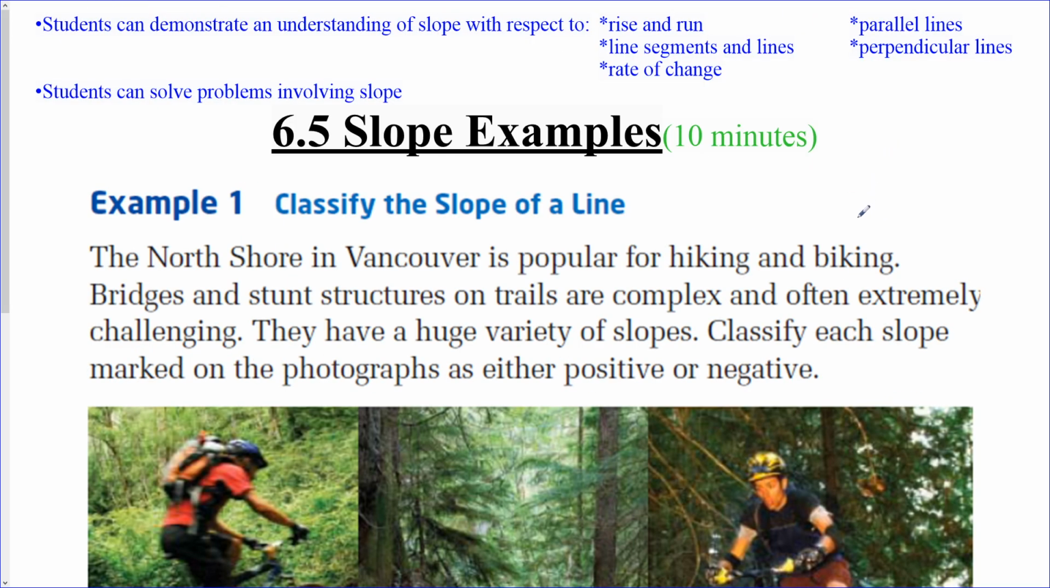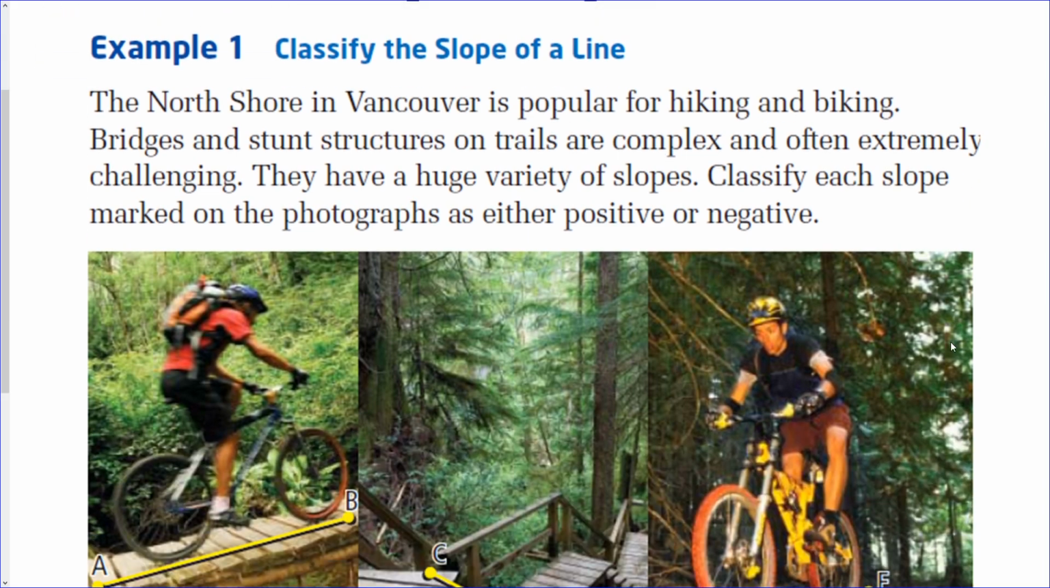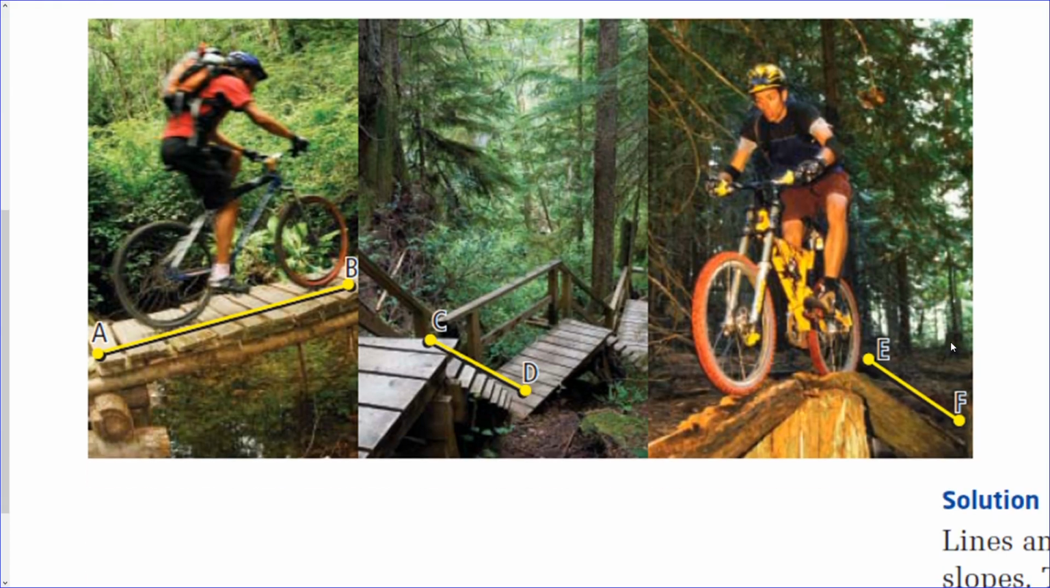The North Shore in Vancouver, popular place for hiking and biking. Apparently that's where Mr. Sumner goes walking or hiking back when he's at home. Bridges and stunt structures on trails are complex and often extremely challenging. They have a huge variety of slopes. Classify each slope marked on the photographs as either positive or negative.